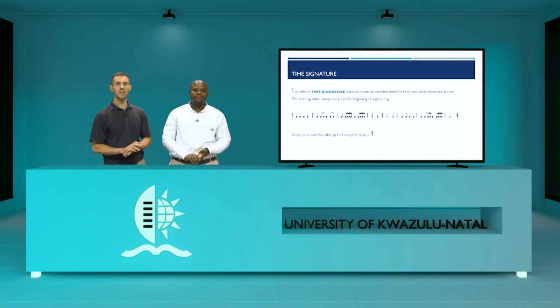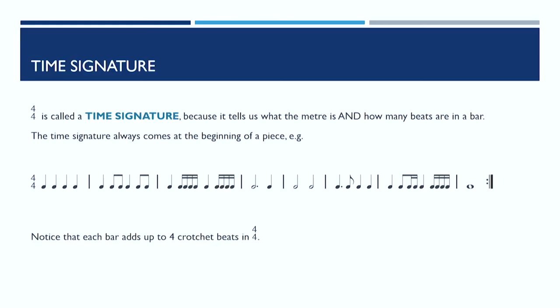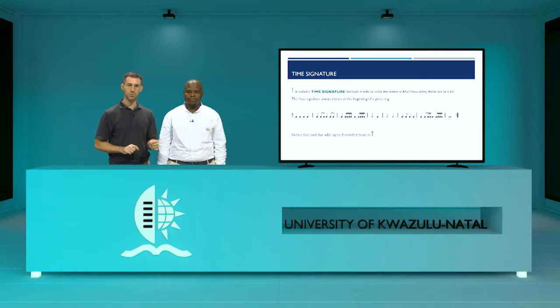So how do time signatures work? 4/4 is called a time signature because it tells us what the meter is and how many pulses there are in a bar. The time signature always comes at the beginning of a piece of music. It doesn't have to be at the beginning of each bar. So if you look at the screen now, you'll see that there is a 4/4 at the beginning of all of those note values. And if you count up the value of each of those bars, you'll find that it equals 4. So that is the whole idea, that each bar is equal to 4 crotchets.